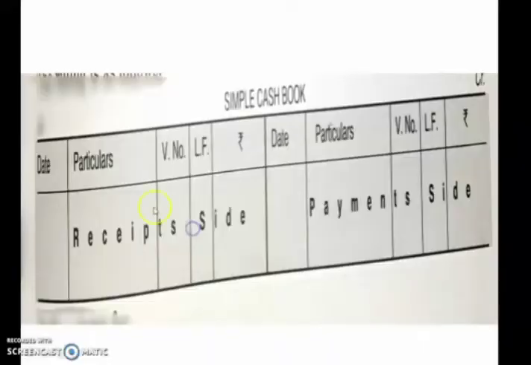Now here is the format of a simple cash book. Just see, it's like a ledger itself. Date, particulars, voucher number if it is given, then we can mention ledger folio, amount. Again, date, particulars, voucher number, ledger folio, amount. This is your debit side and this is your credit side.